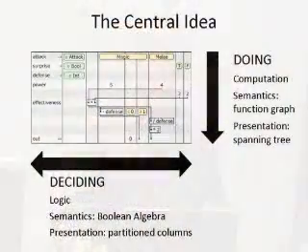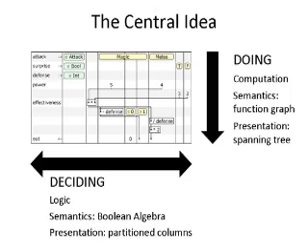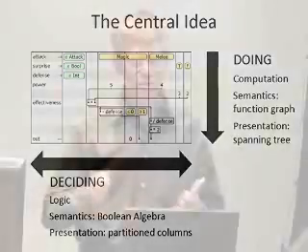So, here's the central idea. It's not a big idea, really. It's just that by using the two dimensions of a table, we can represent deciding and doing orthogonally, independently. Deciding is all about logic. The semantics is just Boolean algebra, right? It was worked out 200 years ago or so. The presentation is with partitioning of columns. The vertical dimension always goes downward. It's all about computation. The semantics are that of a functional data flow graph, and the presentation is based on a spanning tree.